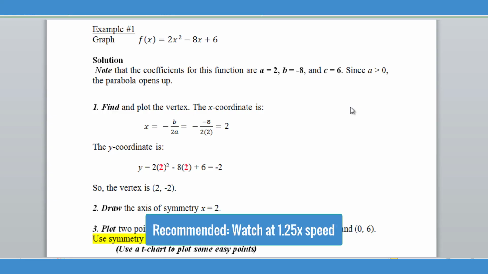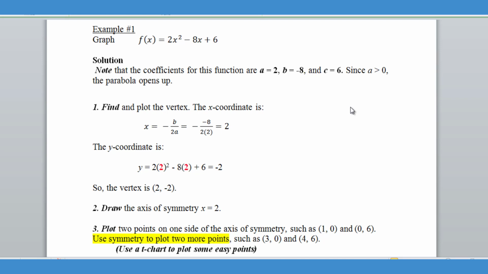Okay, now that we've had a quick look at quadratics in standard form and the different parts that go along with graphing them, let's go ahead and take a look at an example, and then we'll try one on our own. You can see here we have f of x equals 2x squared minus 8x plus 6. And so the very first thing that we have to verify is that it's written in standard form and that we can identify the a, b, and c parts.